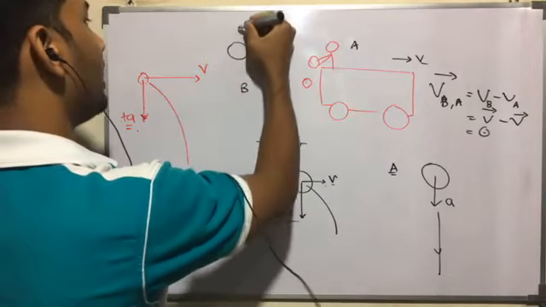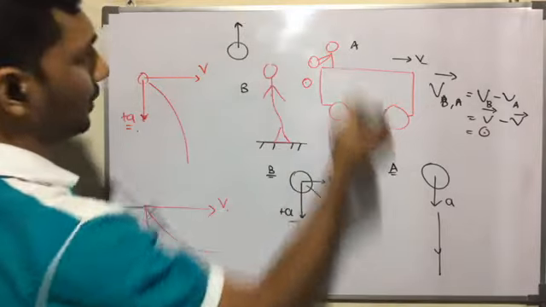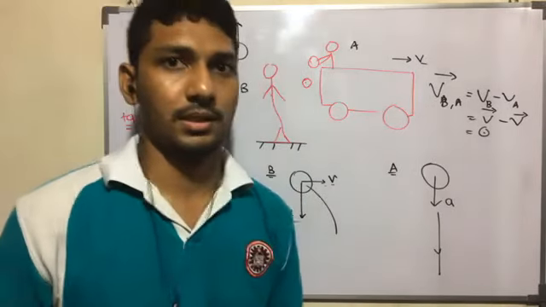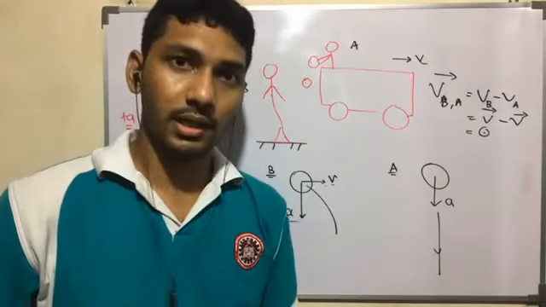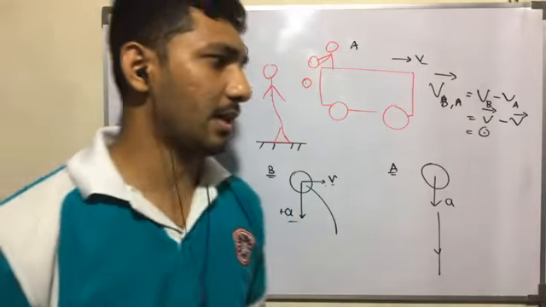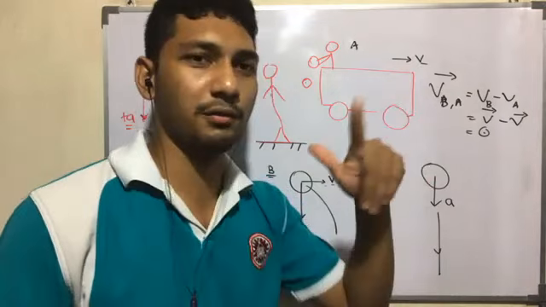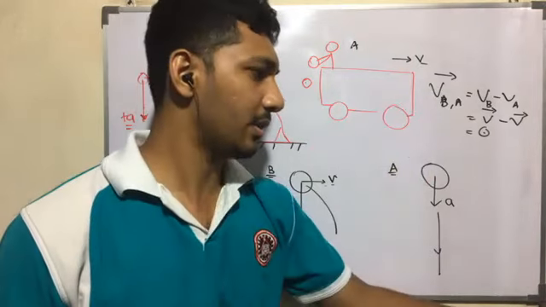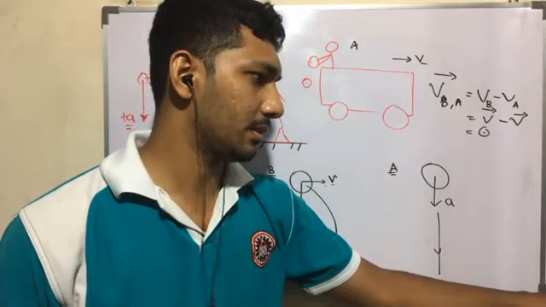If A throws it vertically upwards, you think about it. You can send me the answer through WhatsApp maybe. It's just one photo, so you don't have to send through email. So you just send me through WhatsApp.